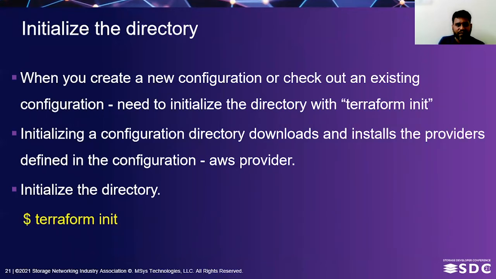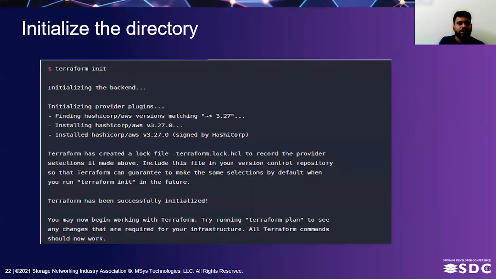Once we have created the configuration file, we need to initialize the directory. When we create a new configuration or check out an existing configuration, we need to initialize the directory with terraform init. Initializing a configuration directory downloads and installs the providers defined in the configuration. In our case, it is the AWS provider. Now we can initialize the directory by using the terraform init command. Once we run the command, it initializes the backend, then initializes all the required plugins, and we get the message that Terraform has been successfully initialized.